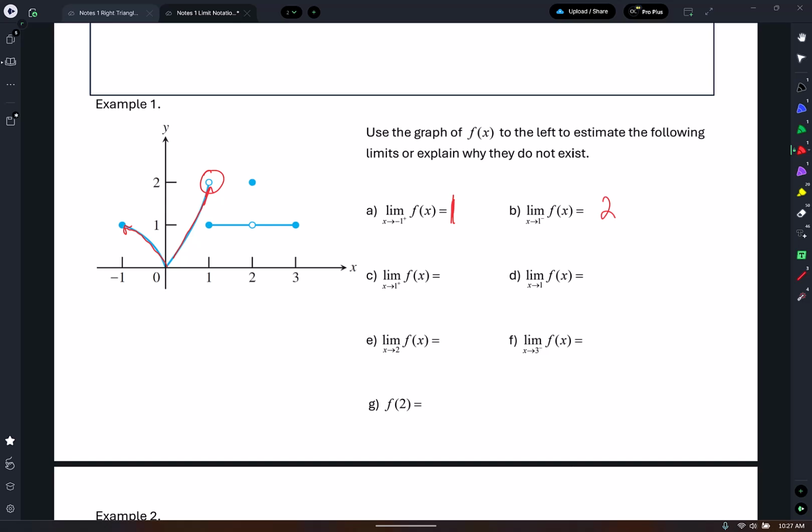If I were to say what f of 1 is, well, it's a hole. It's equal to 1. But the limit is approaching 1 from the left. I'm just looking at whatever I'm approaching. I don't care about what's at the point itself. That's all.